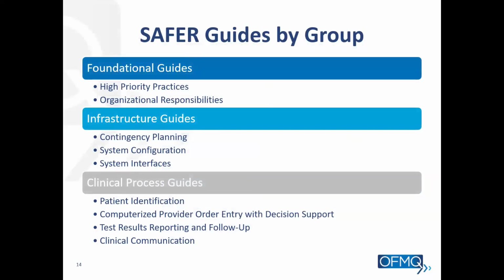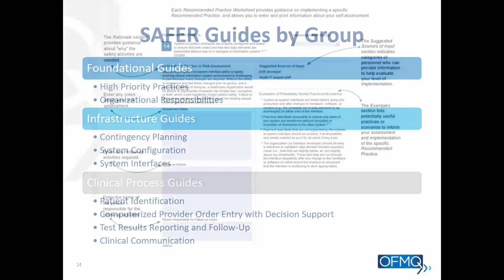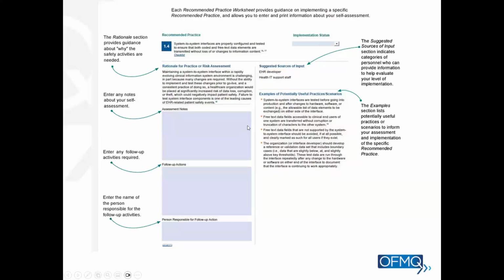So I'll cover a little bit about each specific SAFER guide and what they're looking for. We won't go through all of them, but that worksheet that I just showed you is what the downloadable PDF will look like. Once you've saved that to your computer, you can go in, save any changes, and then save it on that secure or shared drive so that you can reference it in case of an audit.